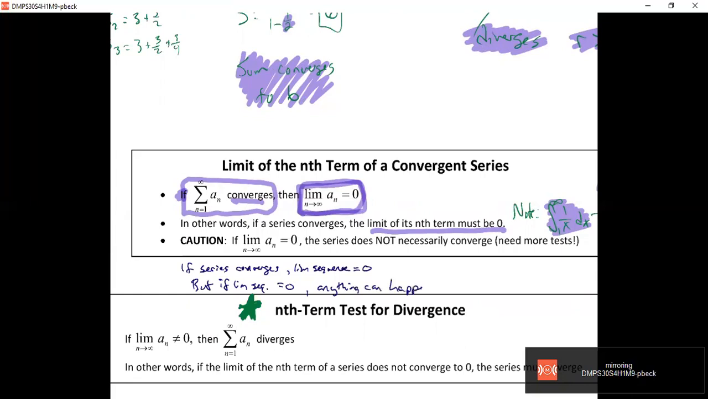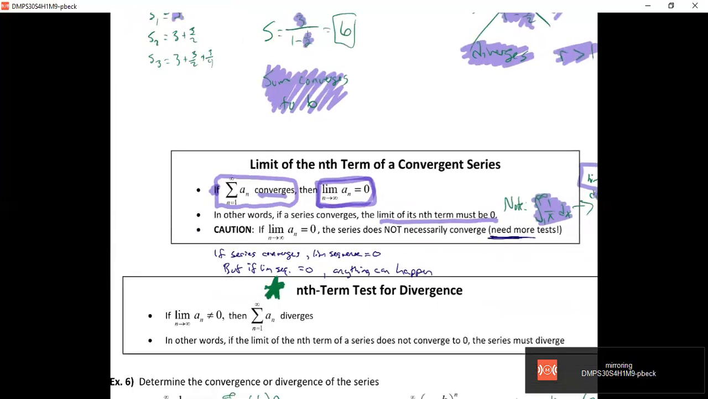When you talk about rules of logic, just because a conditional statement applies doesn't mean its converse actually applies too. So that's where we have the need for more tests. The nice thing is, if we have the limit equaling 0, or if we have convergence, we know the limit has to equal 0. So if the limit does not equal 0, then therefore we have divergence.